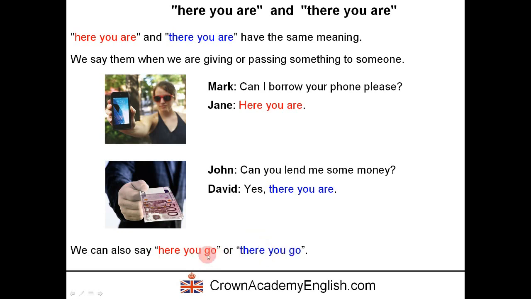And again, this is exactly the same. So all four of these, this, and this, they all mean the same thing. These two, "here you go" and "there you go," are slightly more informal, but only slightly more informal. So an example would be Jane here. Jane could say, "Here you go." It's exactly the same, just a little bit more informal. And David could say, "Yes, there you go." Okay? So all of these mean the same thing.